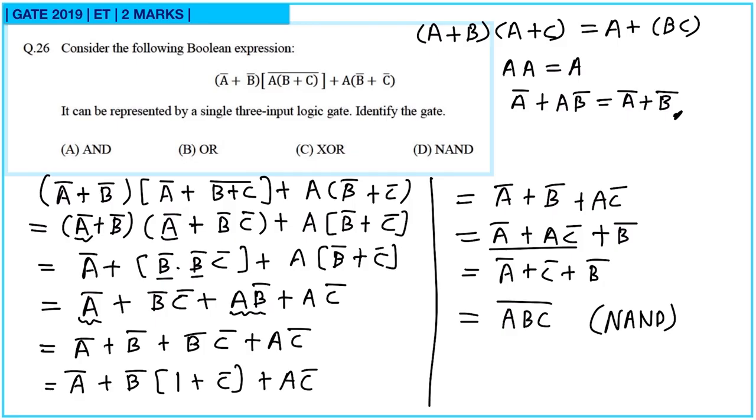So we just have to simplify that equation and you will get a NAND gate. Or you can use the K-map method as well. From there also you will get the same answer.